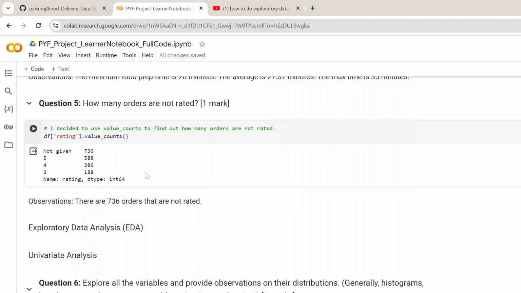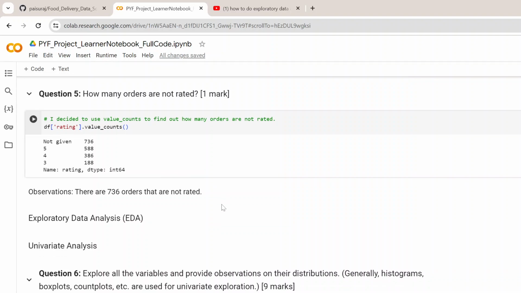And so I think that would be useful data to any business analyst or anybody within the company. We should start trying to figure out why are so many of the orders not rated? How can we get more people to rate the food delivery process from, say, Uber or any food delivery app?